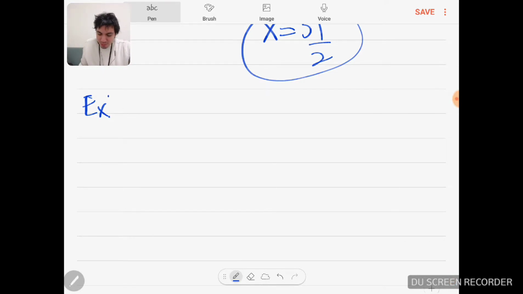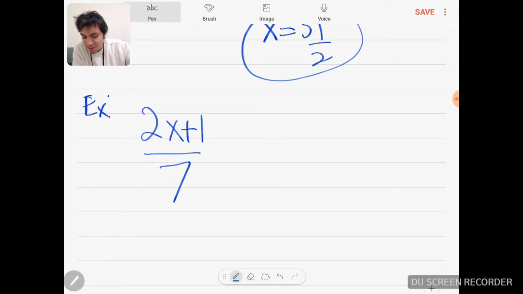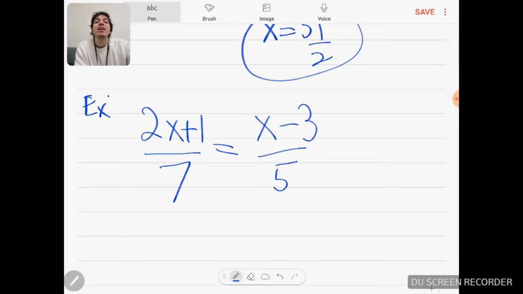Let's do one more example. Let's say I gave you something like that one, because that one was kind of hard. Let's say 2 minus x over, well, no, that one's a little too hard. Let's do a different one. 2x plus 1 over 7 equals x minus 3 over 5. Same idea. Cross multiply.